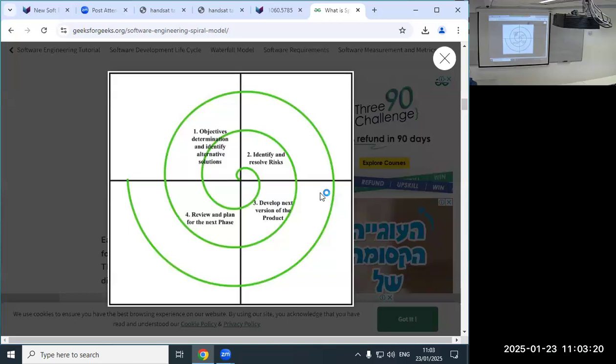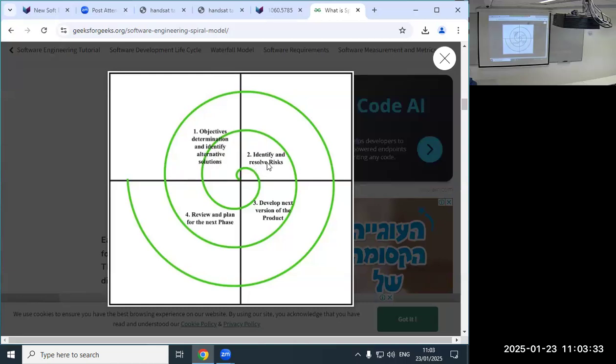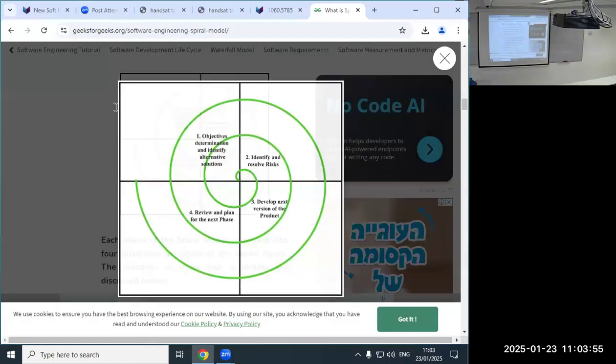Objectives. So I guess you start here, and you go like that. Objectives, determination, and identify alternative solutions. Identify and resolve risks. Develop the next version of the product. So here's the actual work, always in the 3rd quadrant. And the last quadrant, review and plan for the next phase. And then again, objectives. That's the basic picture. The rest I'm not going to read to you.